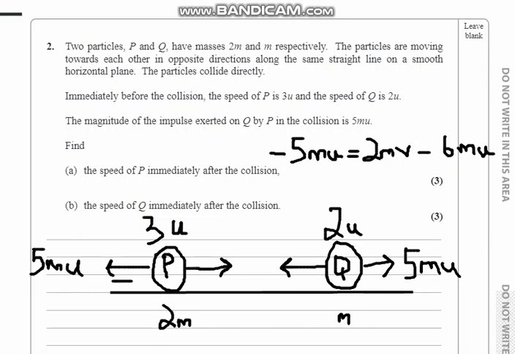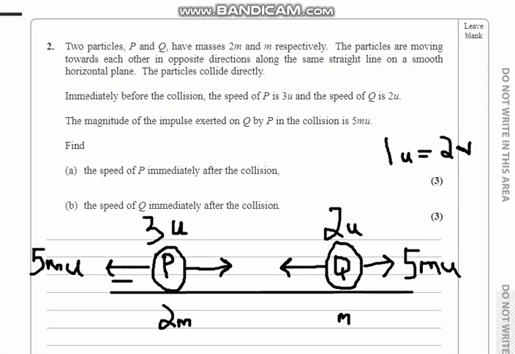We'll cancel the like terms, which is m here, since it's been repeating a lot. We're left with minus 5u equal to 2v minus 6u. Now take the 6u, the like terms, to that side, so it becomes positive, to make v the subject. Minus 5u plus 6u equal to 2v. Now just doing basic maths, we are left with u equal to 2v. Now to make v the subject, I'll divide both sides by 2.